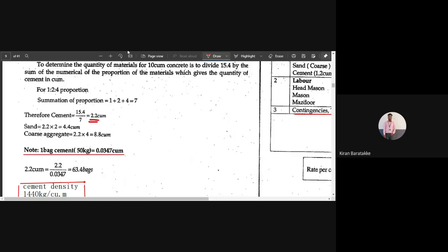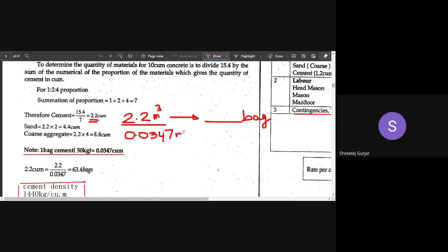Okay, now we know the quantity of cement that is required is 2.2 meter cube. Now how many bags are required? We need to calculate the bags that are required. So what you have to do is divide this by the volume of one bag. The volume of one bag we have calculated, right? 0.0347.